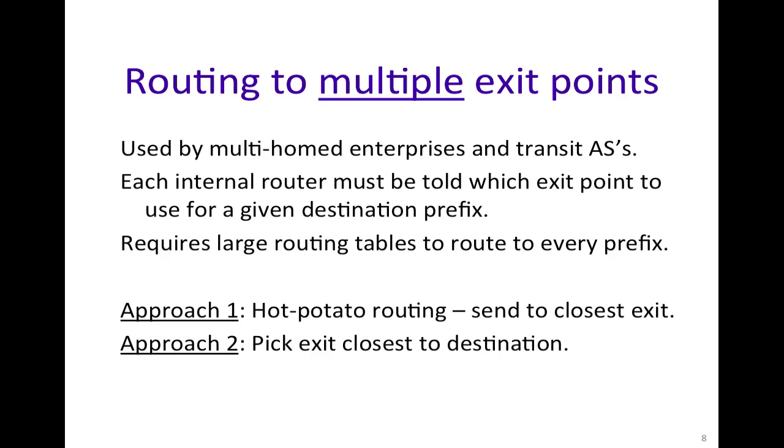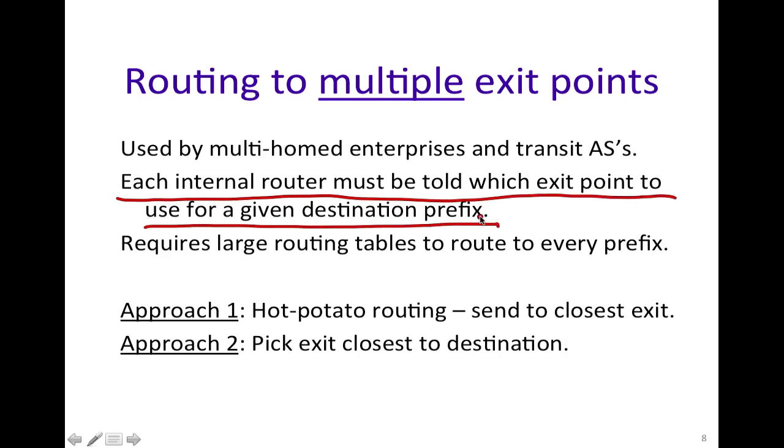Now we need to choose for each outgoing packet which exit point it will take. The problem here is that each internal router must be told which exit point to use for a given destination prefix. This is the essence of the problem. When it sees a prefix which is not inside the autonomous system, it has to know which exit point to use. This requires very large routing tables, potentially with routes to every prefix. So the routing tables in an autonomous system with multiple exit points tend to be very, very big, tens or hundreds of thousands of prefix entries.